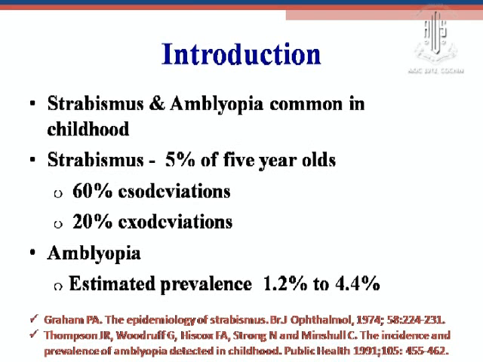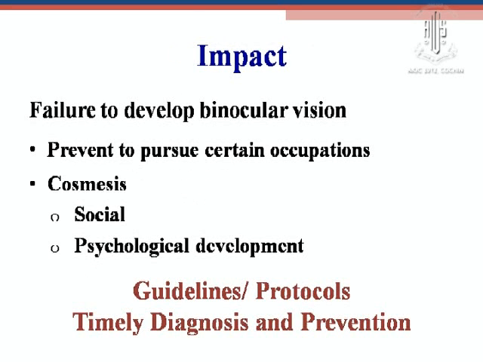As we all know, strabismus and amblyopia are some of the common eye problems seen in childhood, which lead to failure of development of binocular vision. This, in later years, prevents the children from pursuing certain occupations and has a lot of impact on social and psychological development due to cosmetic disfigurement. Therefore, we should have certain guidelines for timely detection of these cases so as to facilitate the surgical management in later years and prevent amblyopia.